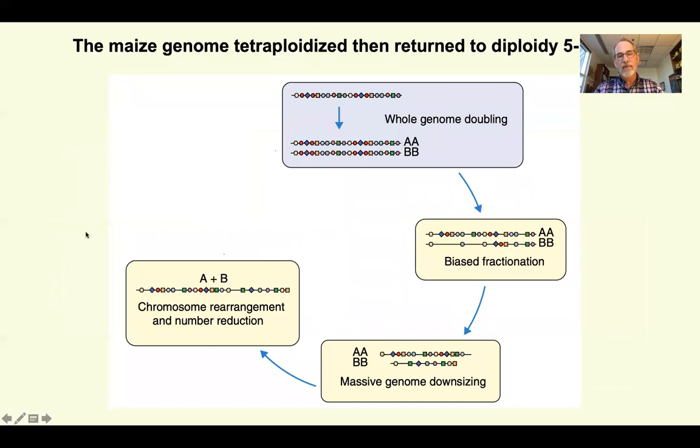An important source is the ongoing process of fractionation, which is a result of the most recent genome tetraploid event, which happened 5 to 12 million years ago for corn, and rapidly resulted in biased fractionation, massive genome downsizing, and chromosome rearrangement and centromere loss to recover something close to the original diploid size of the original parents that doubled to create the tetraploid. So the vast majority of this was done long before humans came along to domesticate corn, but our data allowed us to estimate to what extent it's complete and to what extent it's still going.